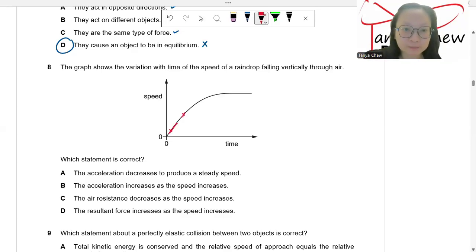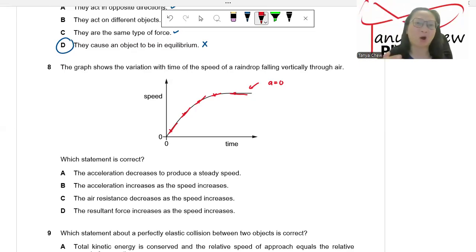So you look at my tangent is getting less steep and eventually it is equal to 0. At this point, acceleration is equal to 0 because my tangent forms a horizontal line. Horizontal line will give you 0 gradient. That also means that the raindrop will travel at terminal velocity when a is equal to 0. First statement is actually correct, but I'm going to look at B, C, and D first.